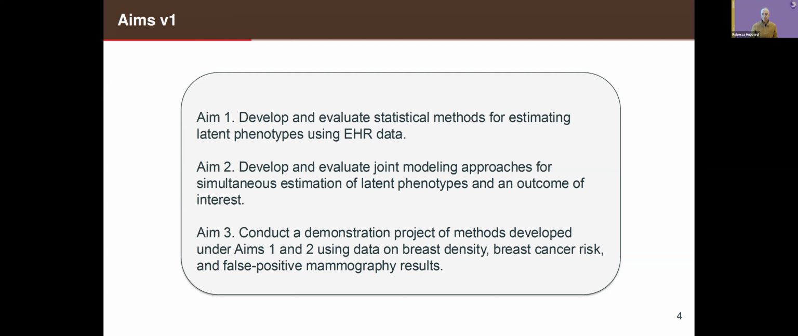Aim 1 was going to be developing improved statistical methods for EHR-based phenotyping. Aim 2 was then incorporating those phenotypes for a key risk factor into subsequent estimation. And I was proposing to do that via a joint modeling approach where we would simultaneously estimate those latent phenotypes along with their relationship with an outcome of interest. And then Aim 3 was conducting a demonstration project using these EHR-derived phenotypes to improve breast cancer risk prediction.